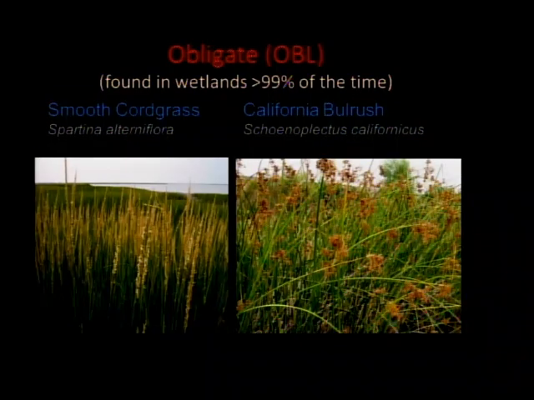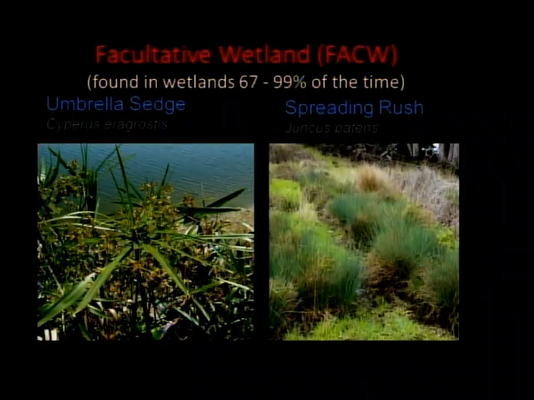Now, to orient you with some photos of plants you may be familiar with, here are some examples of obligate wetland species. Common cordgrass is on the left, and California bulrush is on the right. The presence of these species essentially guarantees the presence of a wetland. Here are examples of facultative wetland species, or species that are found in wetlands approximately two-thirds of the time. They are umbrella sedge and spreading rush.